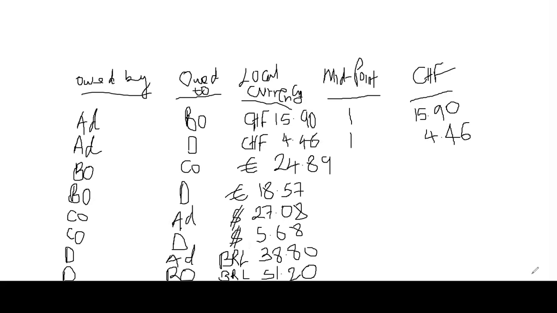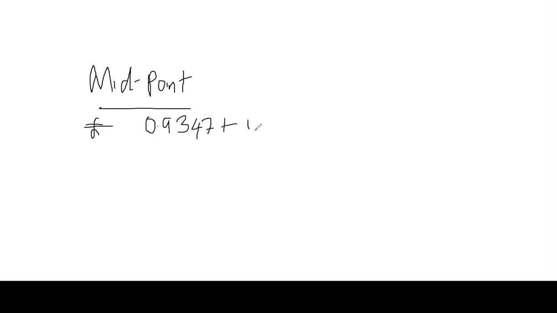Okay, are you done with this? Then yes. We now do the computations on the midpoint. Use the midpoint. So let's look at what the question says. We start with euro: 0.9347 plus 0.9369, divide by 2.